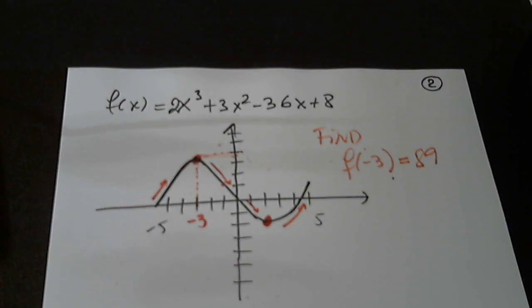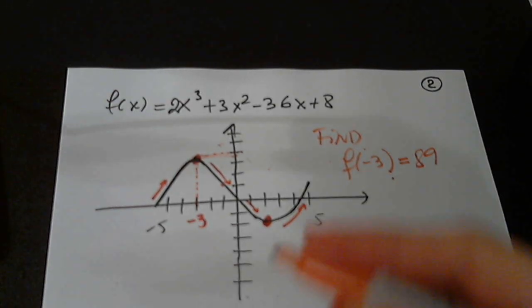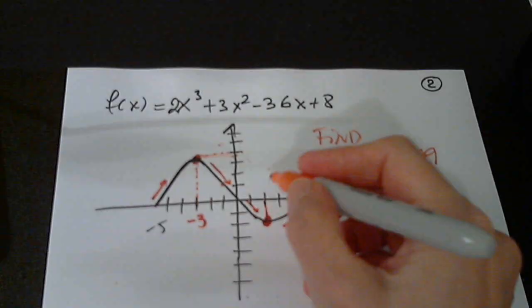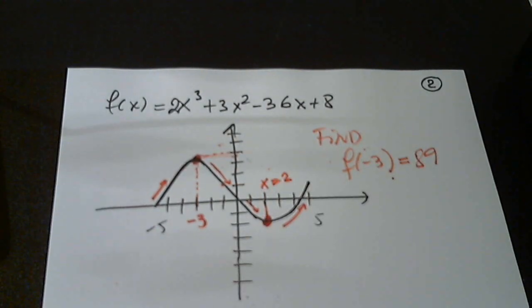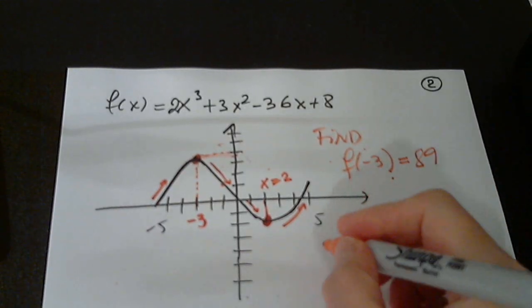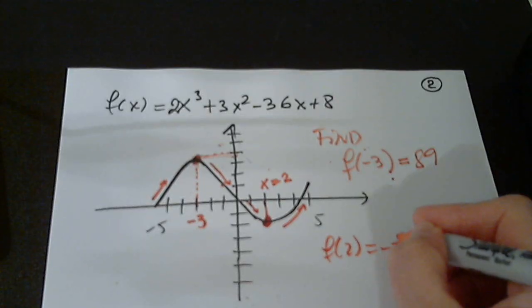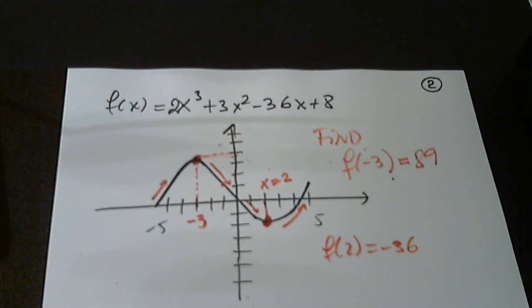Now, I'm assuming they also want us to determine the relative min. Okay, I already know it's here. It appears to be at x equals 2. I already have the function. I'm not going to plug it in again because it's right there. Just move the cursor back to x, plug in 2, and we get -36. So f of 2 appears to be -36.